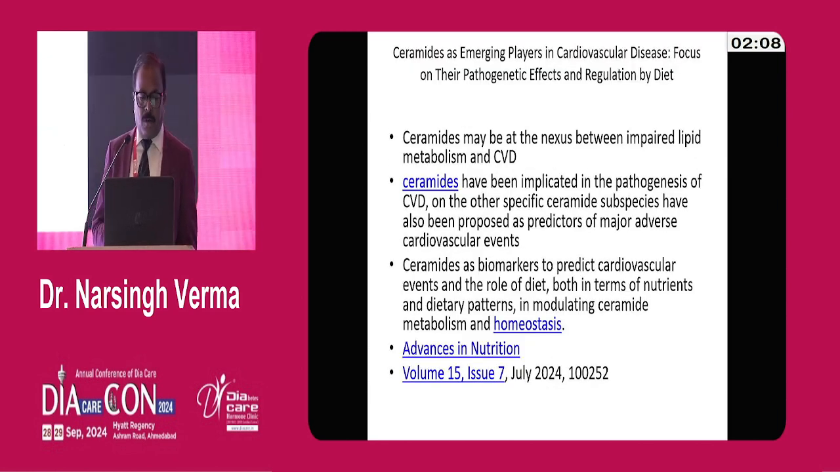Lastly, I will talk about the ceramides. Ceramides are emerging players in cardiovascular disease, and their pathogenetic effects and regulation by diet have been studied in detail, how diet can alter these ceramides, and they can have a role in the development of various pathophysiological diseases. The ceramides may be the nexus between impaired lipid metabolism and CVD. So they are now credited as important for forming this nexus.